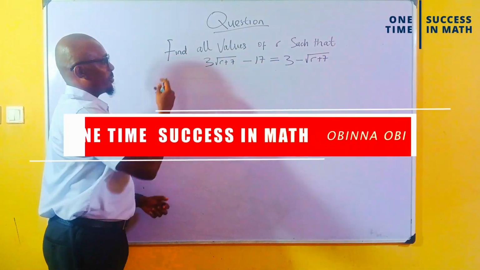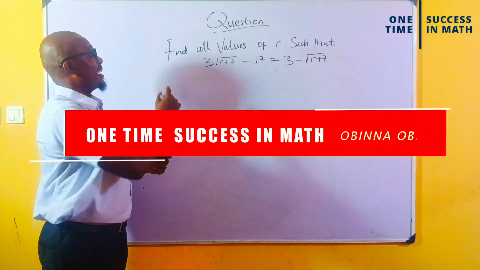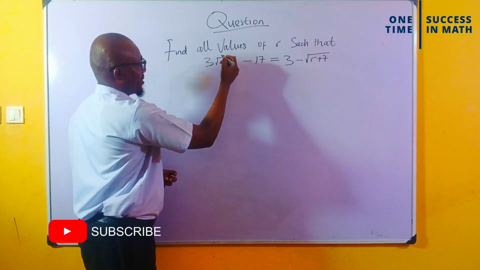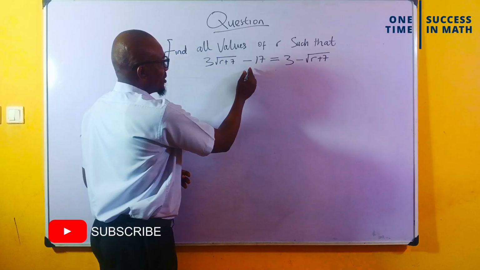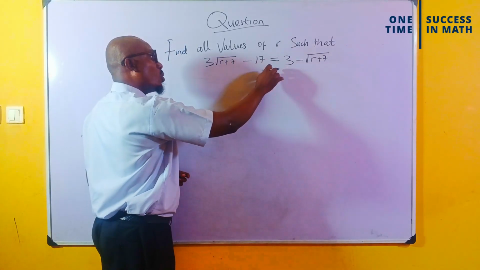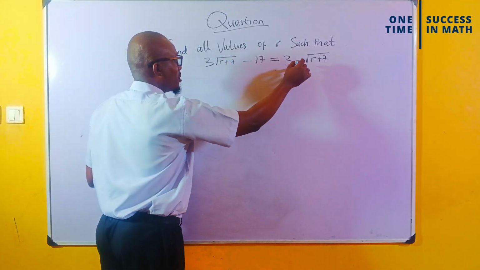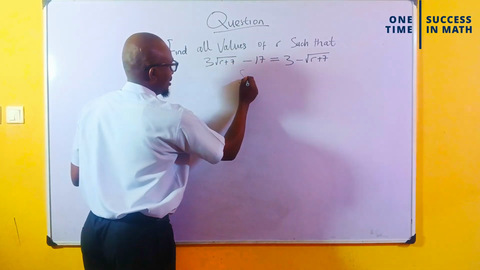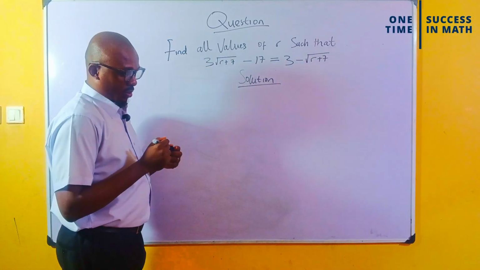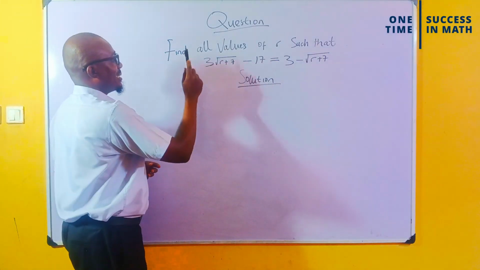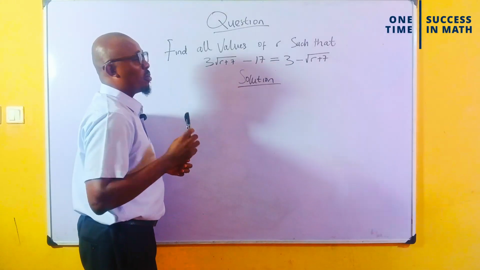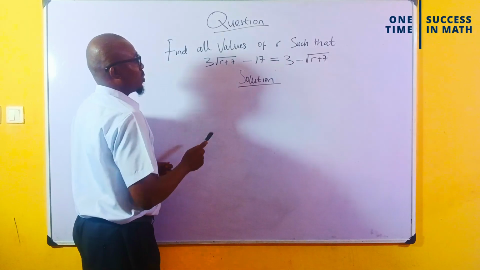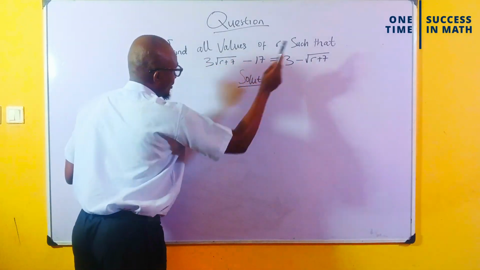When you have this kind of question, where you are asked to find the values of r such that 3 root r plus 7 minus 17 should be equal to 3 minus root r plus 7. First, solution. The first thing we need to do is, when we look at this equation, you will find that there is a repeating radical here, which is root of r plus 7.